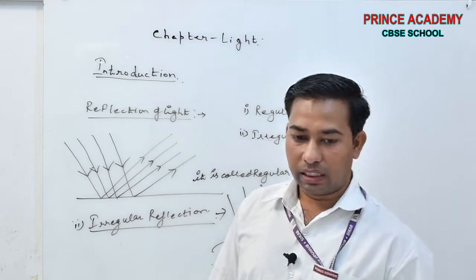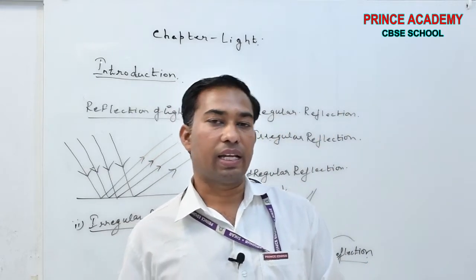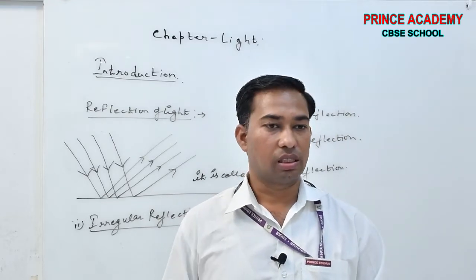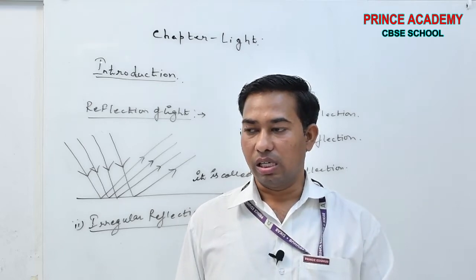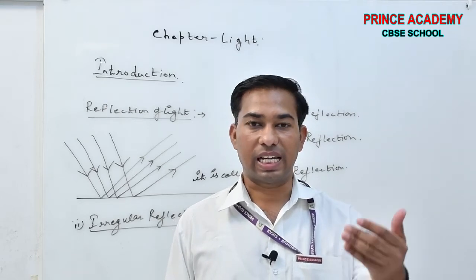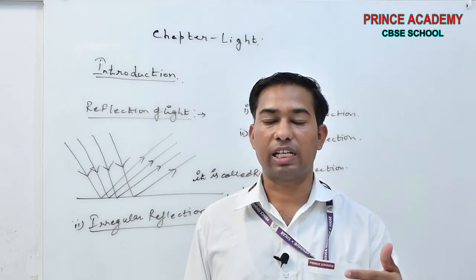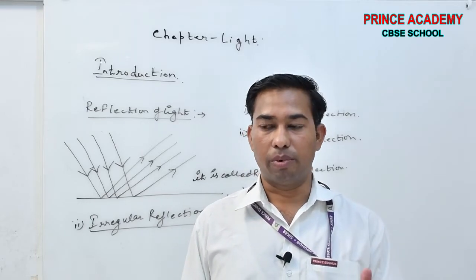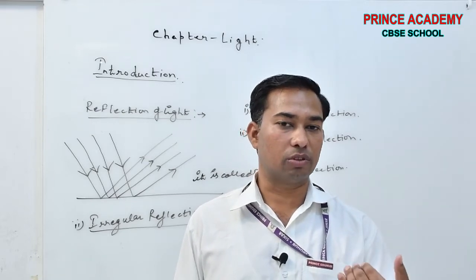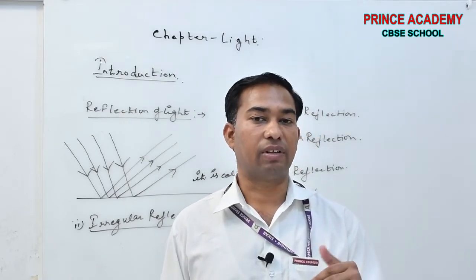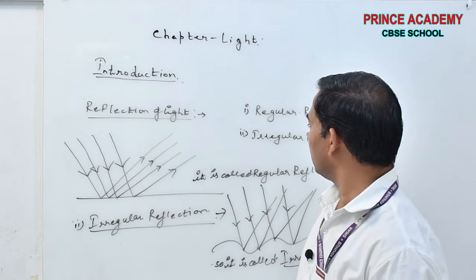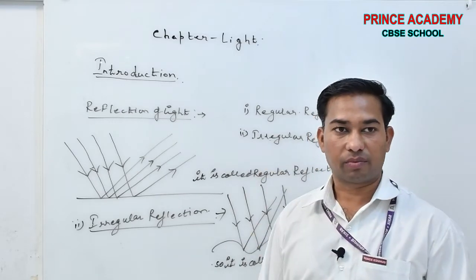Can you assume that a building is situated nearby a river, where the water remains at rest? What happens? The image is created on the surface of the water, just like a picture of the building. But when the water is disturbed, then what happens? The rays of light coming from the building are incident on the surface, and the image of the object disappears. This is the case of irregular reflection.